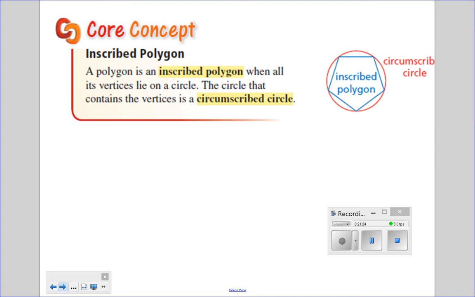A polygon is an inscribed polygon when all of its vertices lie on a circle. The circle that contains the vertices is called the circumscribed circle.